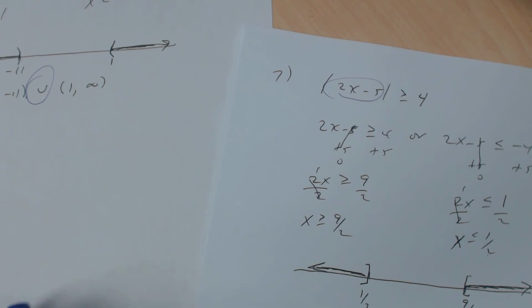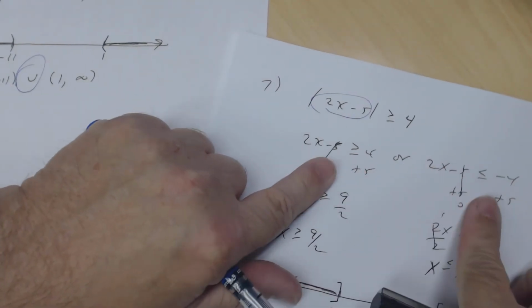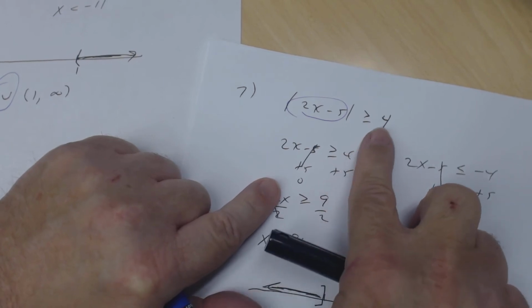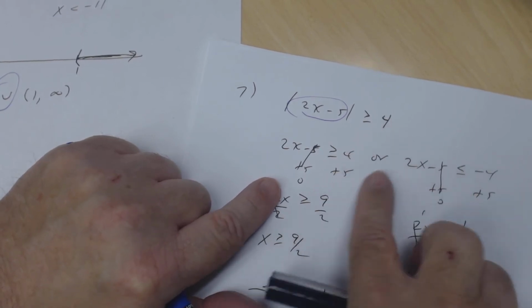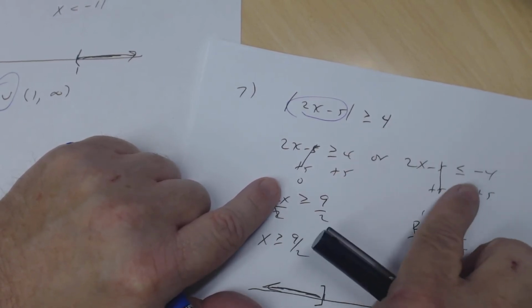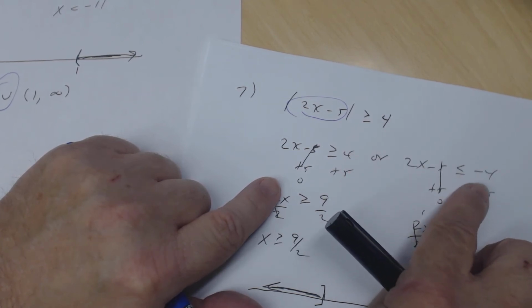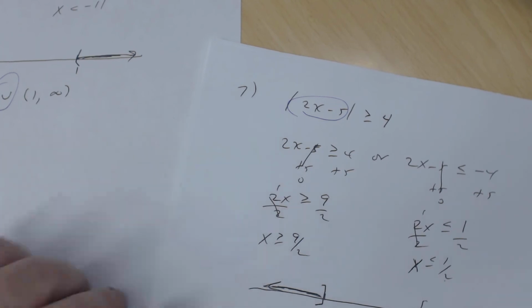If it's greater than, two separate statements with the word or. For the greater than or equal to, you rewrite it using that number. And then for the other part, you switch the reverse symbol, and then you take the opposite of that number. Okay?